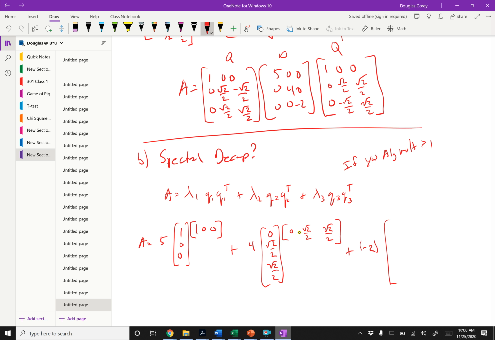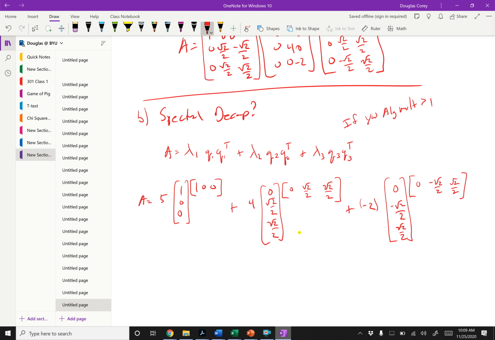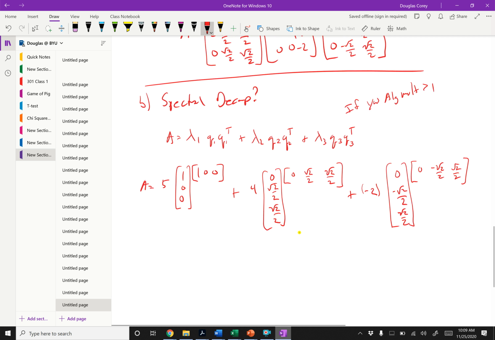times 0, negative square root of 2 over 2, square root of 2 over 2, 0, negative square root of 2 over 2, positive square root of 2 over 2. And then we can do these products, and no, this is not the kind of vector product that's going to get us a single value. This is going to get us a 3 by 3 matrix, and they're all going to be rank 1.